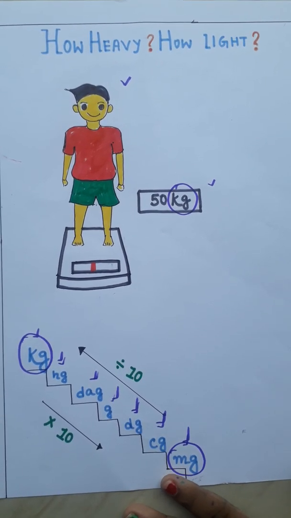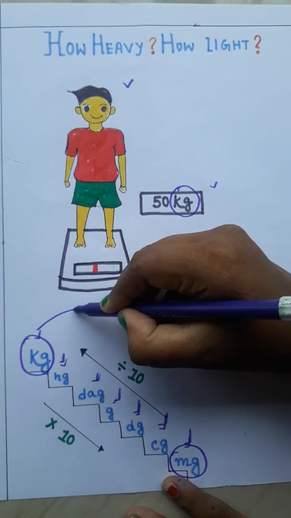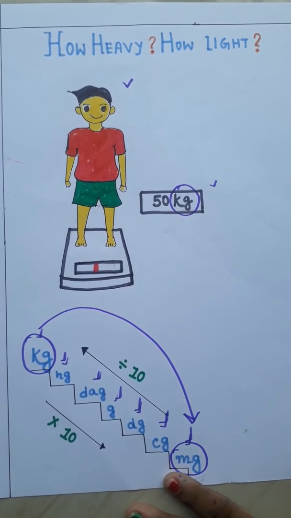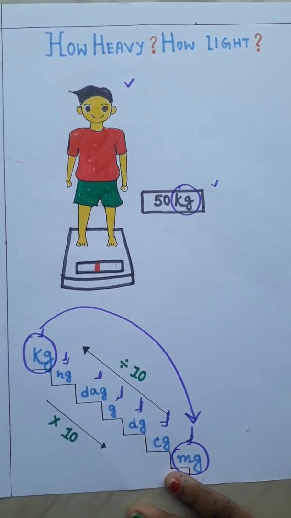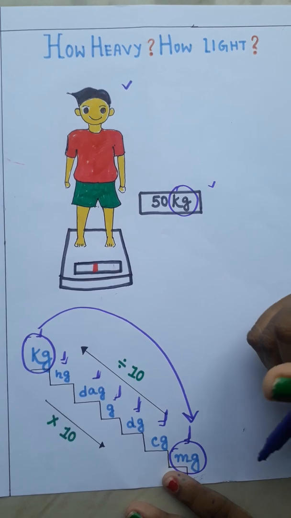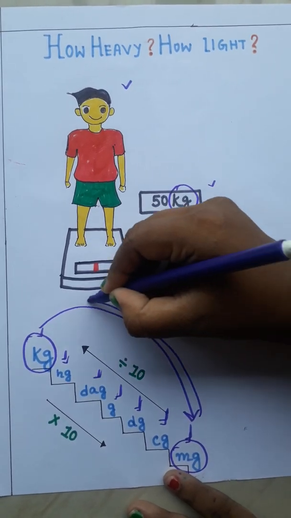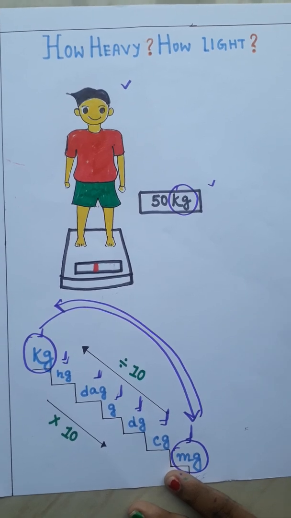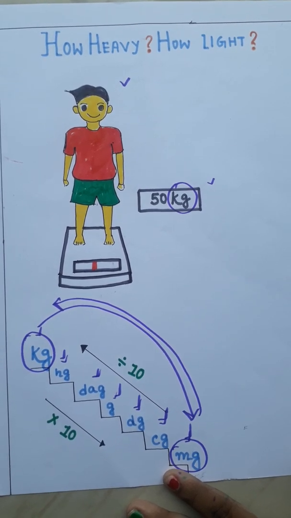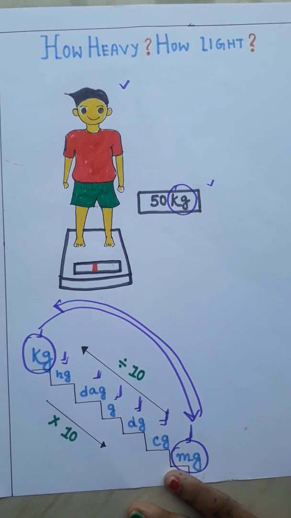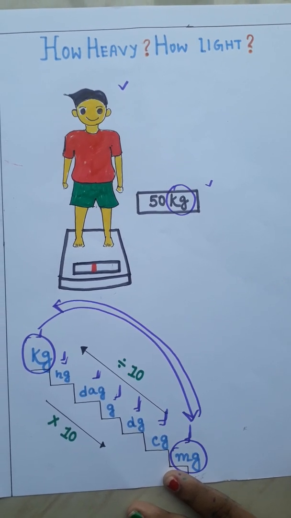Okay, so when you go from kilogram to milligram, at each step you have to multiply by 10. And when you go from milligram to kilogram, at each step you have to divide by 10. Okay, so now we will do some sums from where you can easily understand this process.